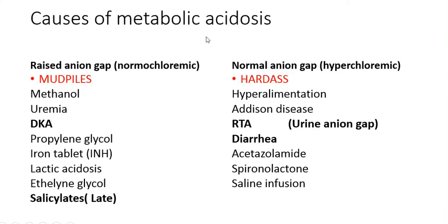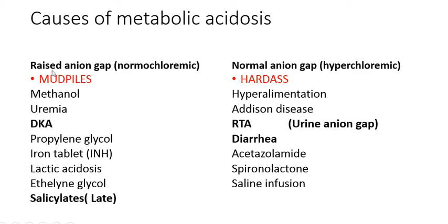So now these are the causes of metabolic acidosis. You have to memorize this. Metabolic acidosis that causes raised anion gap and metabolic acidosis with normal anion gap. Please remember, metabolic acidosis with raised anion gap is the same thing as normochloremic metabolic acidosis. Metabolic acidosis with normal anion gap is hyperchloremic. So this is raised, this one is normal. Anion gap is raised, chloride is normal. Anion gap is normal, chloride is raised. Please remember the causes. I have given you a mnemonic, MUDPILES. This is a mnemonic, it's easy to remember.